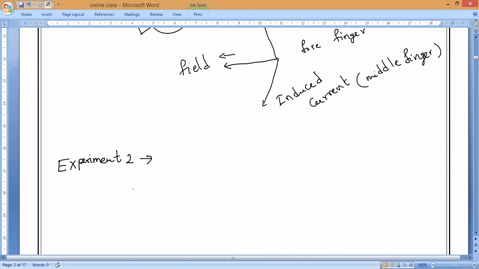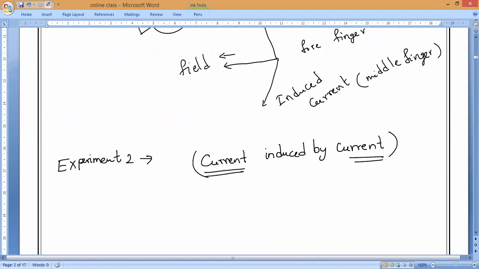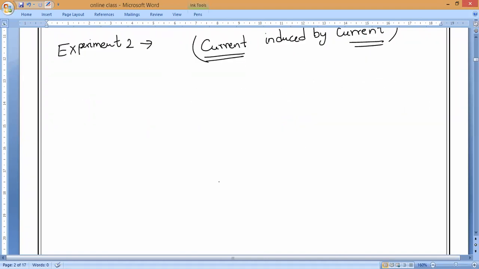So in Faraday's experiment 2, the current is induced by current. With the help of a magnet we can induce current, or else with the help of current we can induce current. Current induced by current itself we can do in two methods. I will teach you the two methods now.